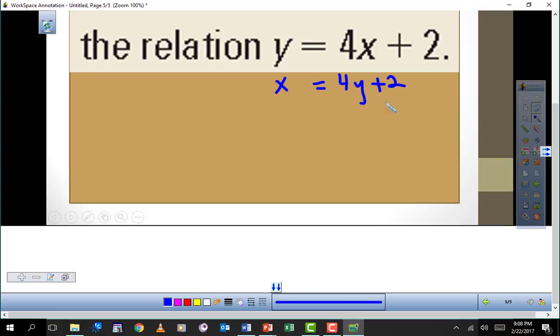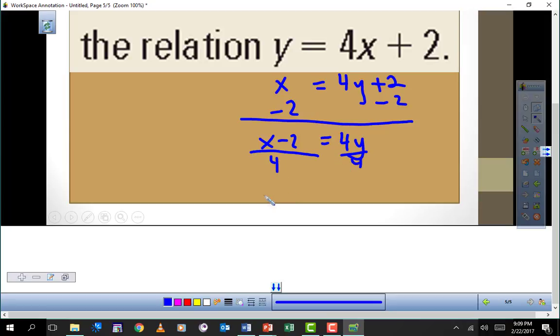We would just solve for y. So I'm going to subtract 2 here. Subtract 2 there. And we have 4y is equal to x minus 2. And finally, we divide by 4 here, divide by 4 here. And we get y is equal to x minus 2 over 4. Or if you prefer to write this in fraction form, x over 4 minus 2 over 4. And of course, we would simplify that.